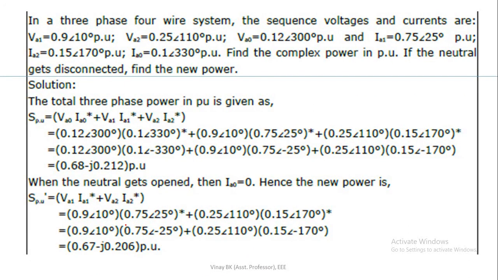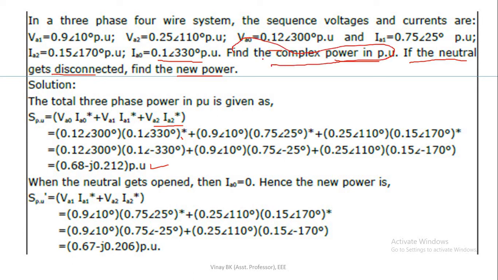And the last problem here: also they have given VA1, VA2, VA0, and IA1, IA2, IA0. All the values are in per unit. They asked to calculate per unit complex power, but they have given a condition that if the neutral gets disconnected, find the new power. First calculate the per unit value with the help of the given values, that is VA0 into IA0 conjugate plus VA1 into IA1 conjugate plus VA2 into IA2 conjugate. Substitute the values, then you can get the per unit power. The first step is finished. Finding the complex power in per unit is finished.